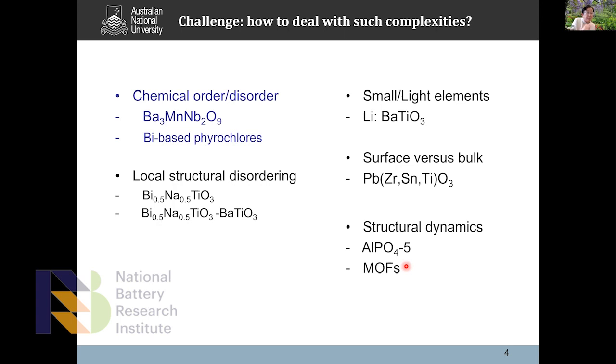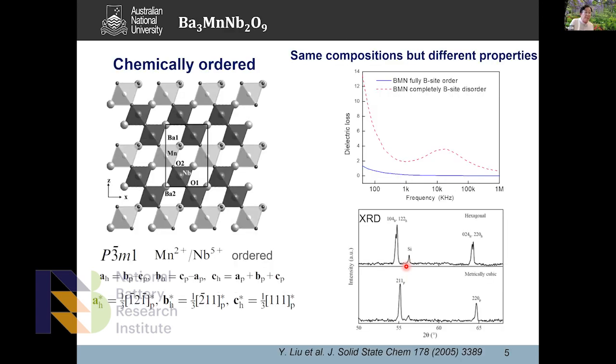I'm using these two examples. One is barium magnesium niobate, which is a perovskite structure, but magnesium and niobium are quite different. Generally, it has layered chemical ordering: one layer of magnesium and two layers of niobium give this kind of average structure. So it looks very simple.